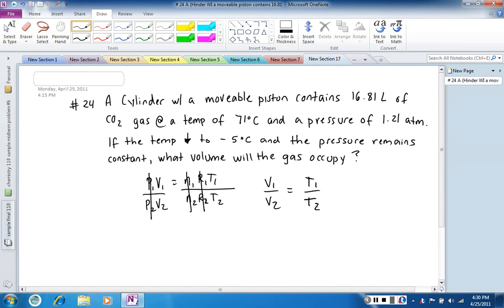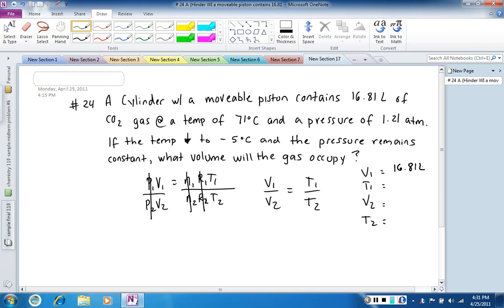Now, the key to these problems is to keep your 1s and 2s straight. I always say that my 1s are my initial and my 2s are my final. So write it down: V1, T1, V2, T2. Now my V1 is what I know initially. It's 16.81 liters.